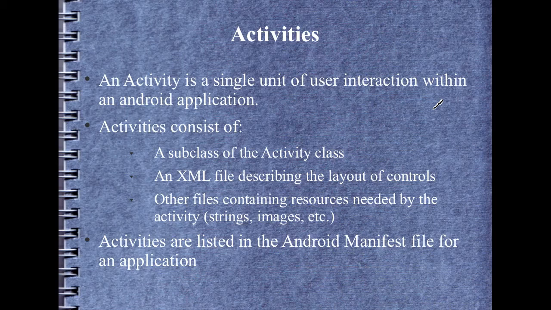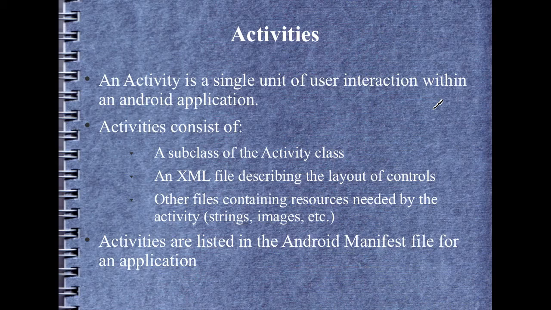Activities are made up of several parts. They will first have a subclass of the activity class, or I should say one of its subclasses. There's some subclasses such as list activity and so forth. But basically it is a subclass of the activity class. It can also consist of an XML file describing the layout of the controls.